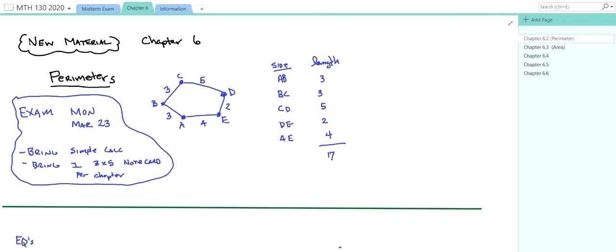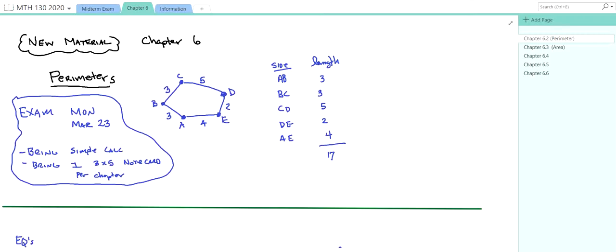Okay, before our long break, we started Chapter 6, and I'm going to transpose that information from that blackboard that I have printed out to this OneNote page for our notes. And we'll start with Chapter 6.2, and it deals with perimeters.